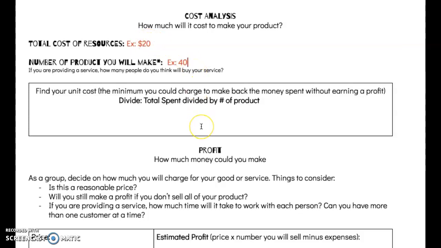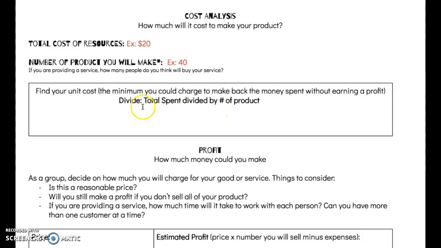So our next step is to find our unit cost. So remember, our unit cost is basically the least amount of money we could charge just to make back our expenses. So we would not earn a profit, we wouldn't make any money from the business, we would just make back the money we spent if we sold all of our product. So that's our unit cost.